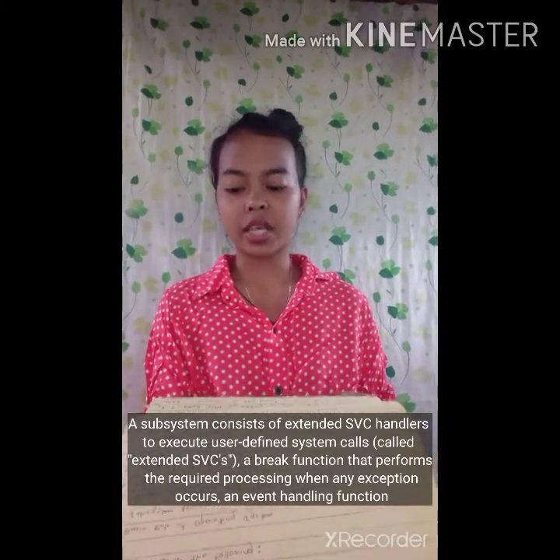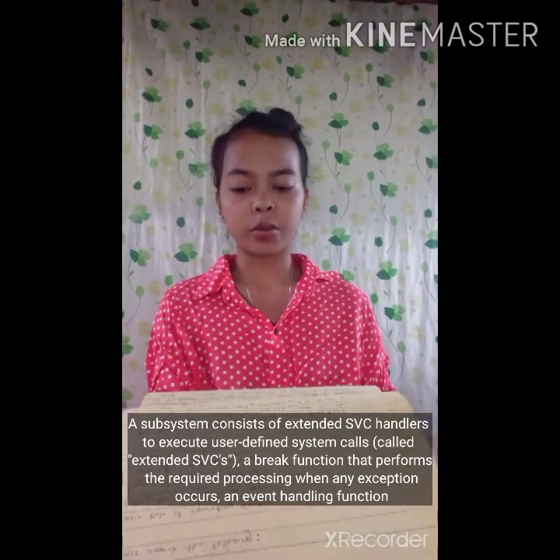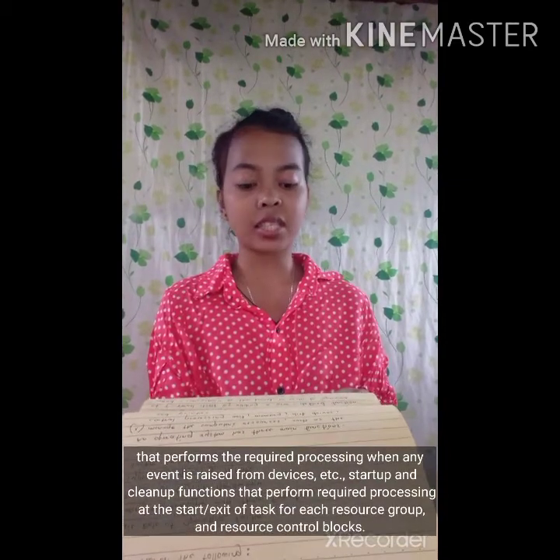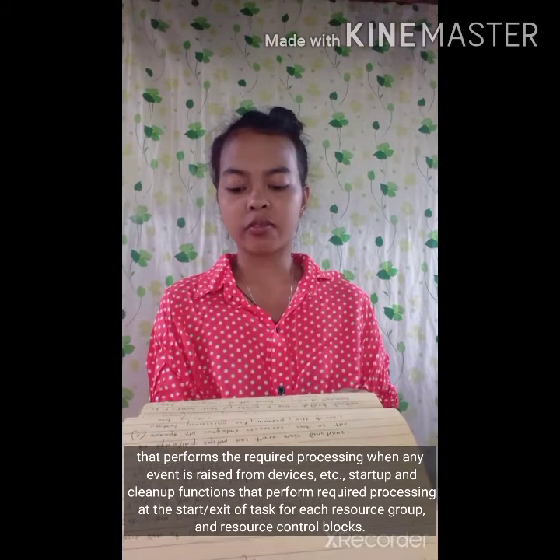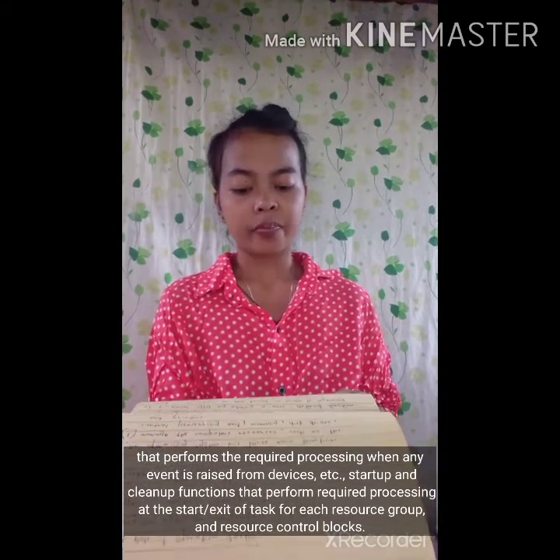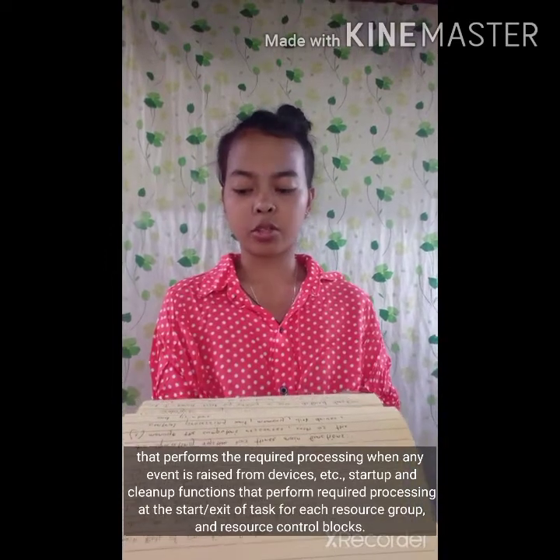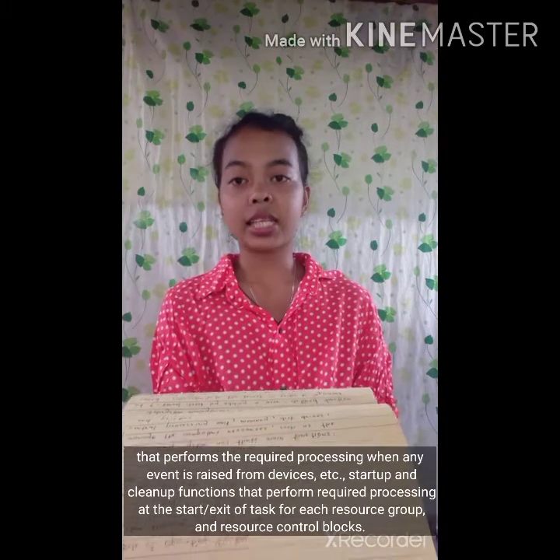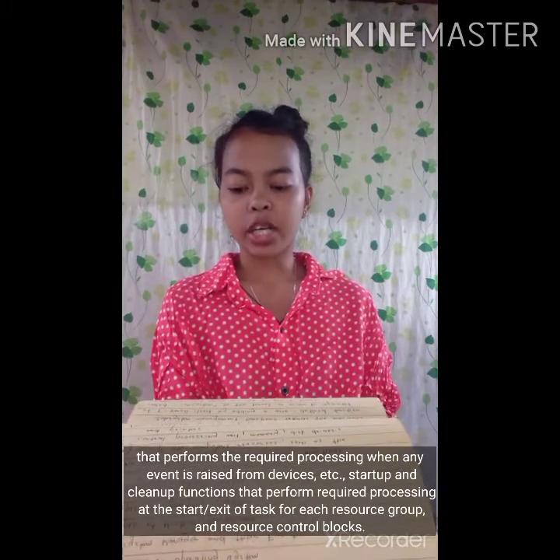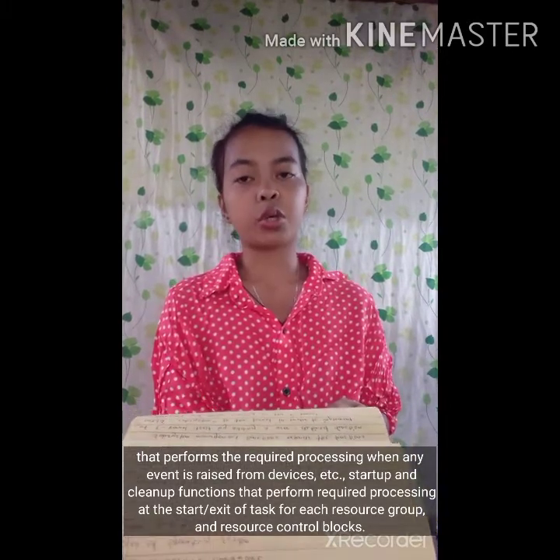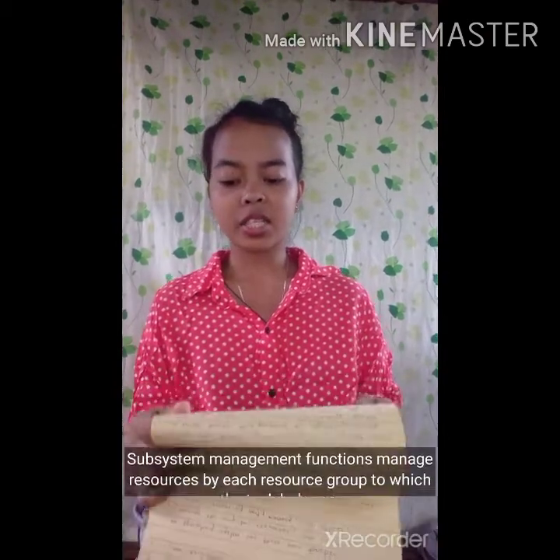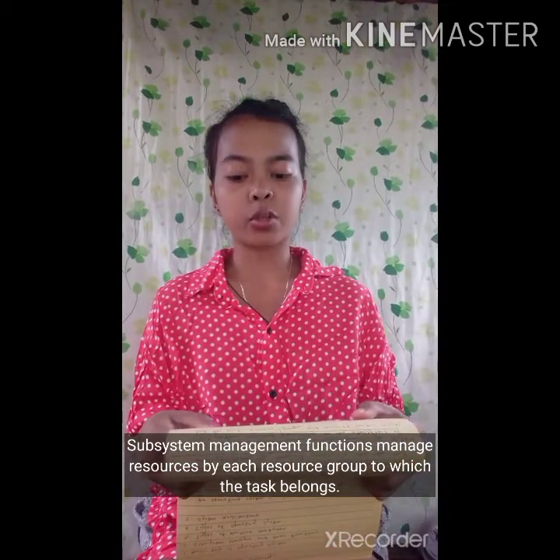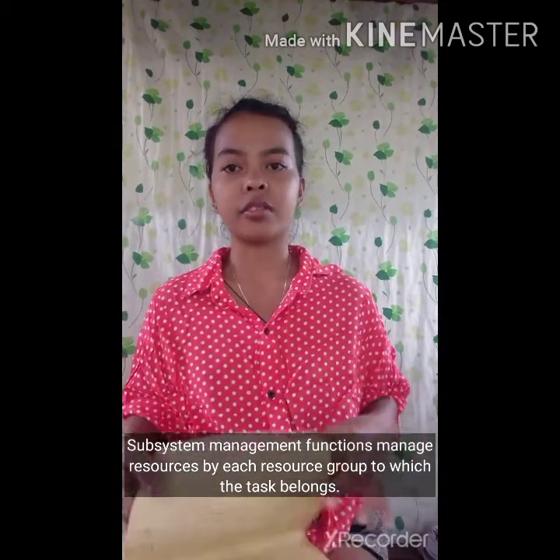the required processing when any exception occurs, an event handling function that performs the required processing when any event is raised from devices, etc., startup and cleanup functions that perform required processing at the start or exit of tasks for each resource group and resource control blocks. Subsystem management functions manage resources by each resource group to which the task belongs.